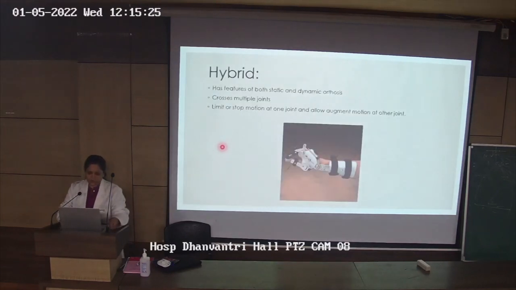Then the hybrid one has features of both static and dynamic orthosis. It crosses multiple joints, as you can see in this picture. It is crossing the wrist joint, the MCP joint, the PIP joint and DIP joint. It limits or stops motion at one joint and allows or augments motion of the other joint.